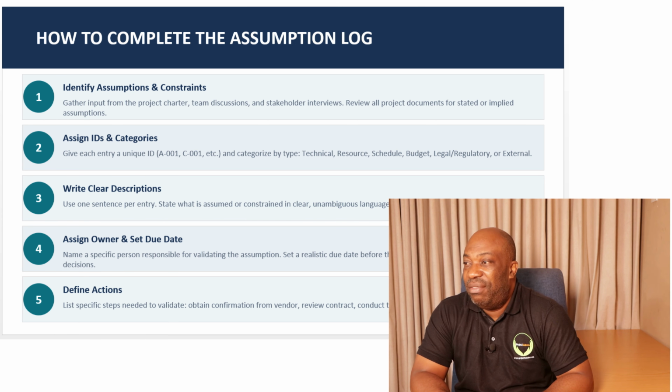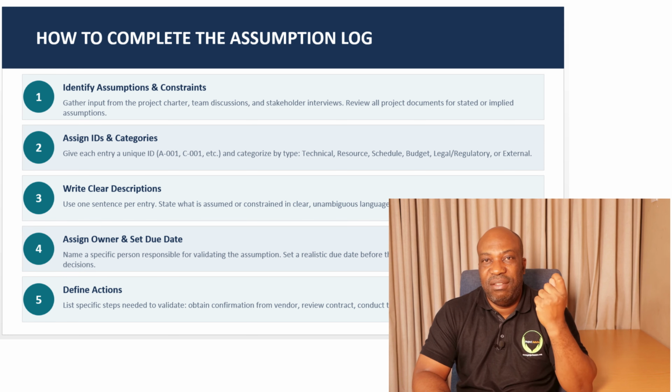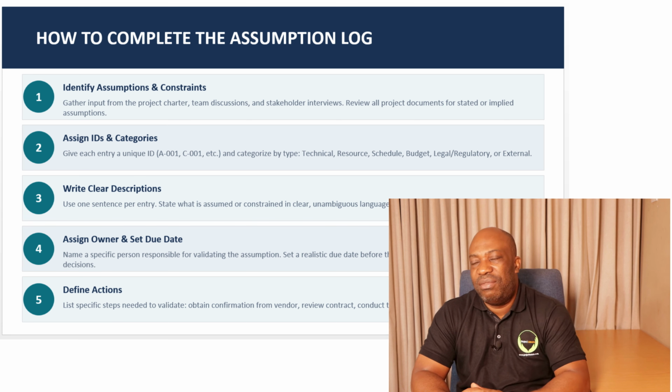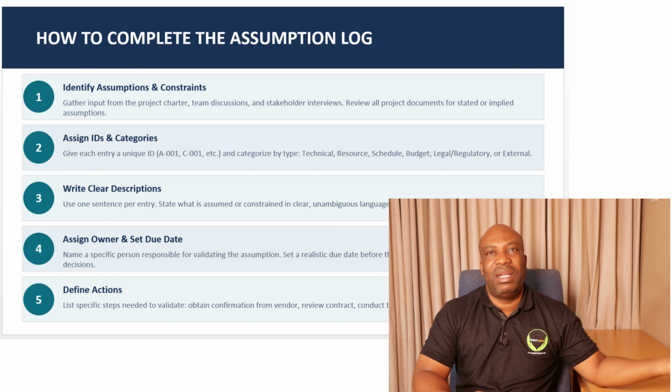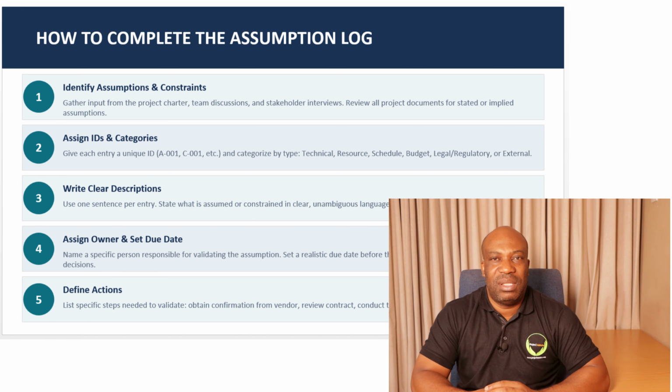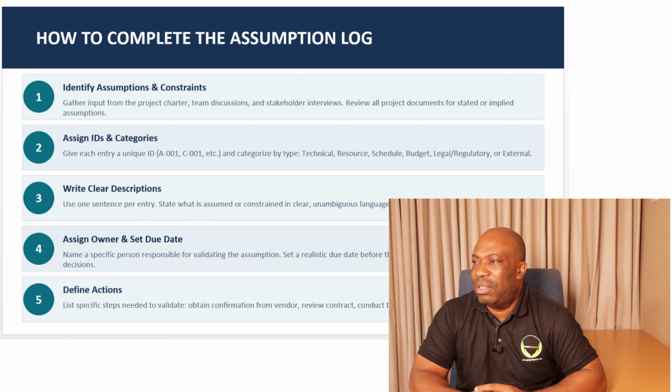So the first step is to identify assumptions and constraints. You need to gather inputs from the project charter, from the team discussions, and also stakeholder interviews. You review all the project documents for stated or implied assumptions. So it's quite important that the first stage is to identify the assumptions and also the constraints. You gather this information from the project charter and other documents that you might have. This could be agreements. Probably the project had some procurement process, and there were some agreements or contracts before the project was initiated or approved. So you can even take the assumptions from those particular documents.